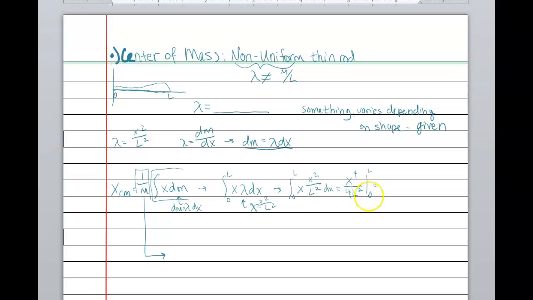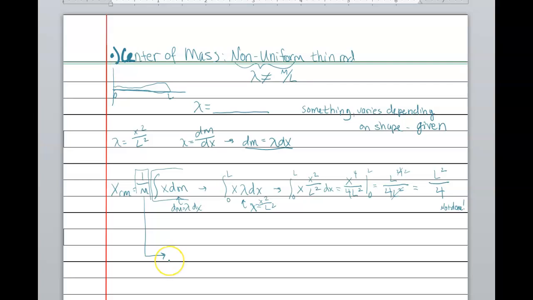Our 0 is going to get canceled out. So we're essentially left with, when we plug in L for our x, L to the fourth over 4L squared. So 2 of those L's are going to get canceled out. So we have L squared over 4. But I'm not done. That was just my integral of x dm part. I'm going to need that, but I'm not done.